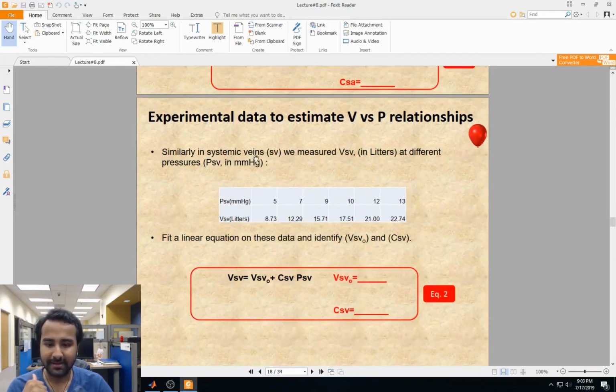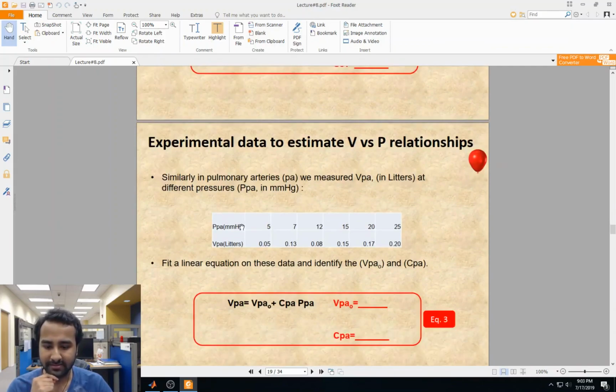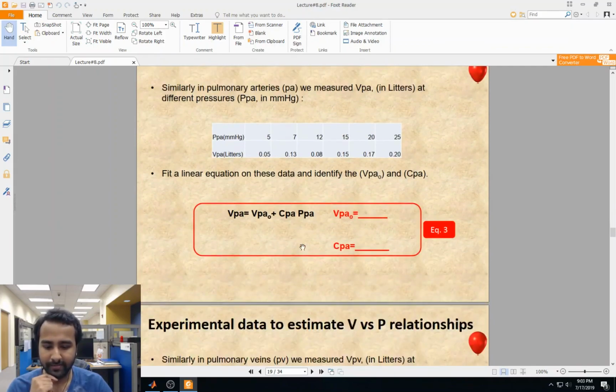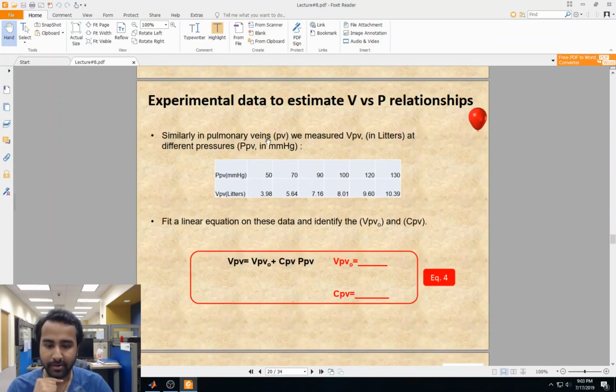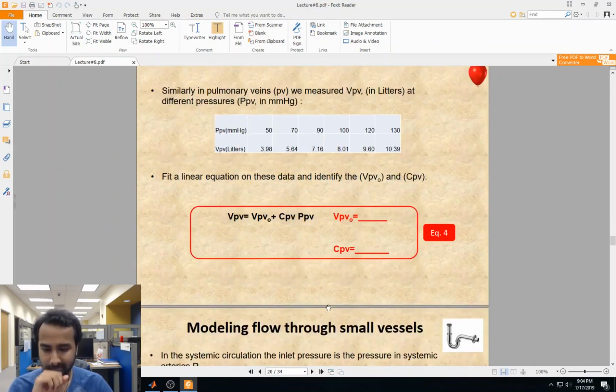Likewise, you can do the exact same thing for the systemic veins. You can do the exact same thing for the pulmonary arteries. Just imagine this is X and this is Y. And then you can do the exact same thing for the pulmonary veins. X, Y, figure out after you fitted what V_PV0 and C_PV are. So this is your slope, this is your y-intercept. Once you figure those out, that's pretty much it for modeling the balloons.